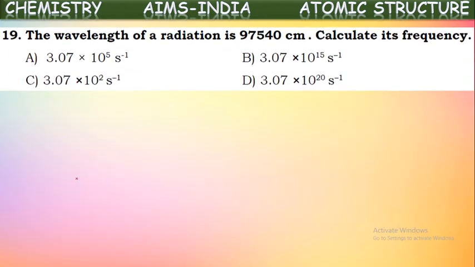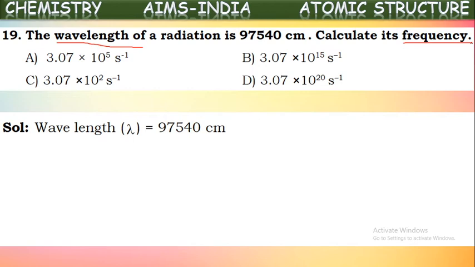The wavelength of a radiation is 97,540 centimeters. Calculate its frequency. So they have given the wavelength and asked to calculate the frequency. So let us see the solution.